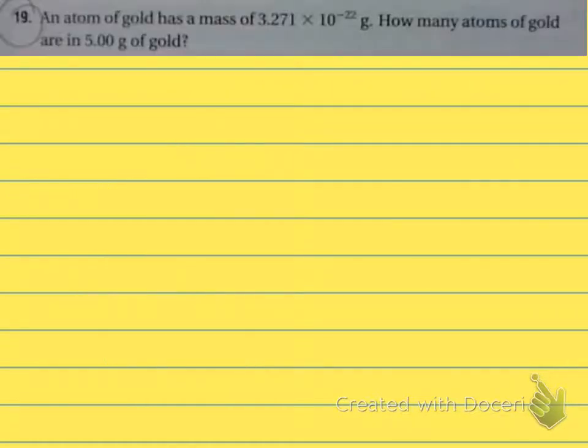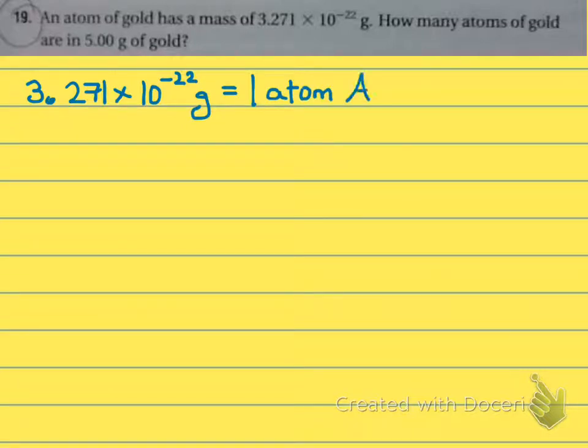Number 19, an atom of gold has a mass of 3.271 times 10 to the negative 22nd grams. How many atoms of gold are in 5 grams of gold? So this information here, the 3.271 times 10 to the negative 22nd grams equals 1 atom of gold. That we're going to actually use as a conversion factor. This problem is asking us to take 5 grams of gold and figure out how many atoms that is.